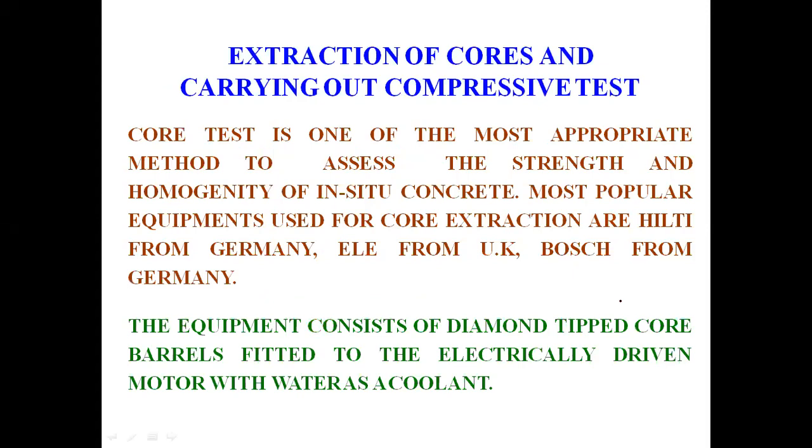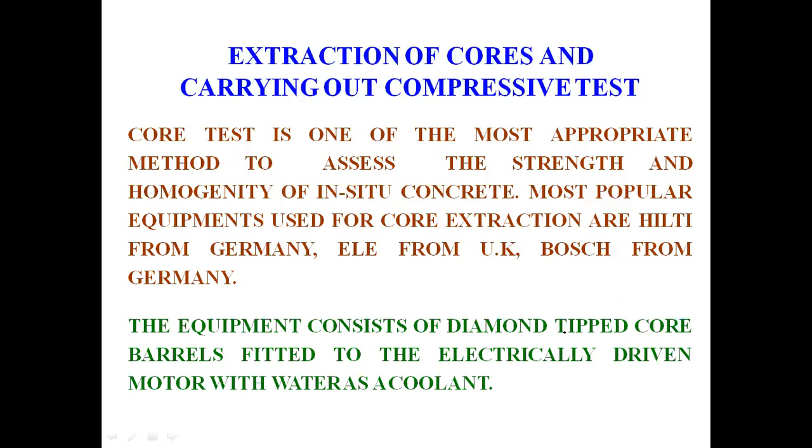Let me first talk about the core test, the extraction of cores and carrying out compression tests. I think we all know how to perform the compression test on concrete cubes, prisms, or even concrete cylinders. Here we cut core samples from the concrete structure to assess the compression strength of that particular concrete. By taking a core sample, the core test is one of the most appropriate methods to assess the strength and homogeneity of in situ concrete.